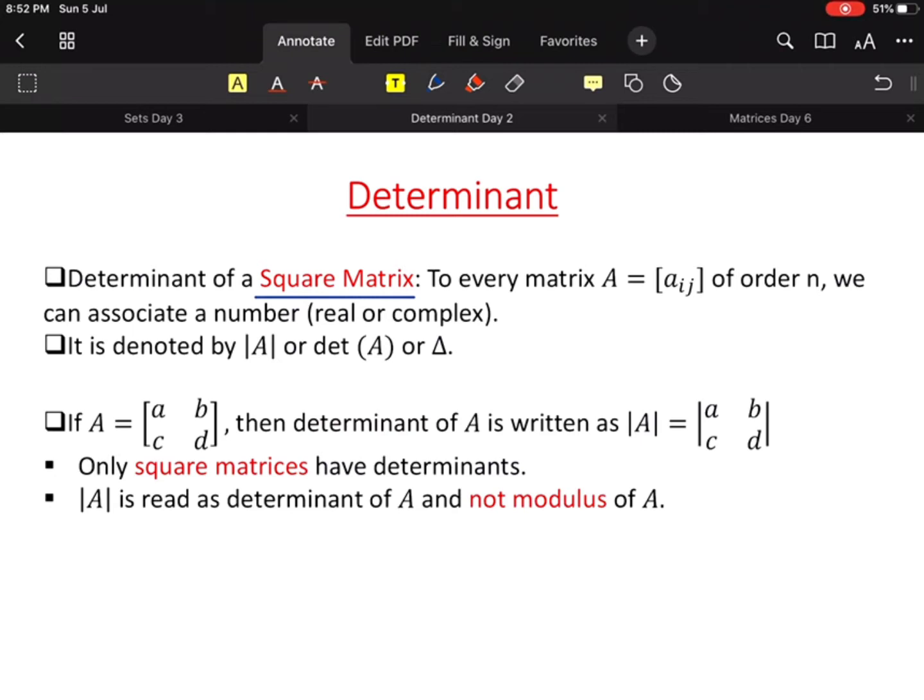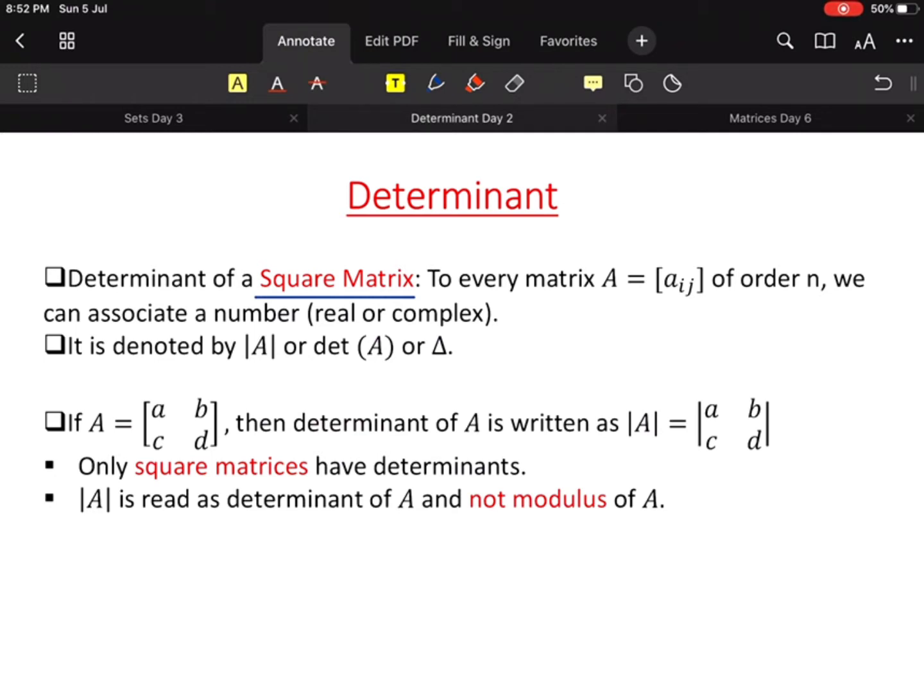So what does the determinant actually do? It gives a number to every matrix. Okay, so it is denoted by this sign. Now don't confuse it with mod. It looks the same as mod, but it is read as determinant of A. Determinant of A, or this delta sign, right?